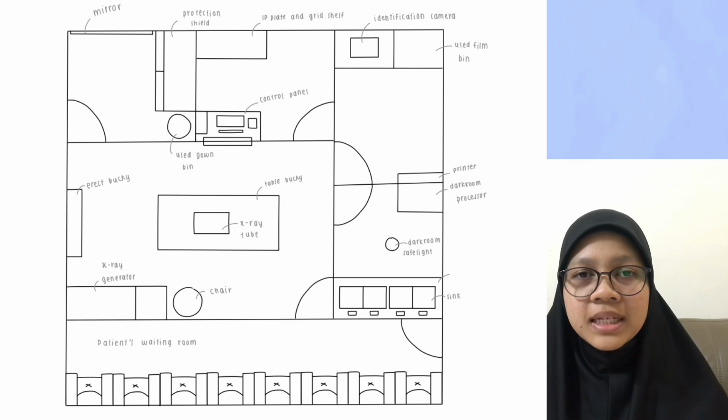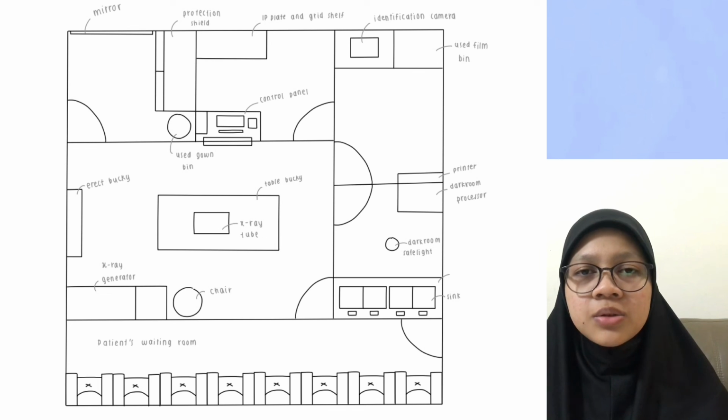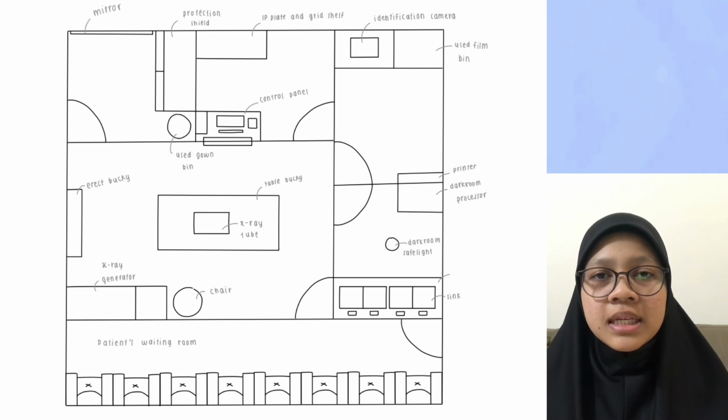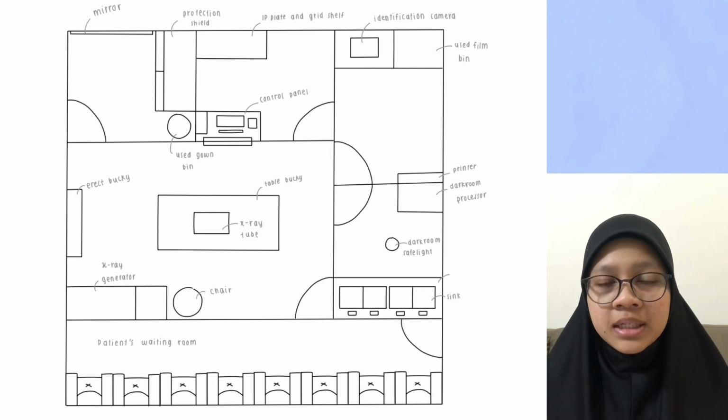The dark room and the processor room is placed side by side since the dark room processor connects with the printer. A sink is provided in the dark room for safety purposes because we use chemicals in the dark room. So if we accidentally touch a chemical, then we need to wash that part immediately.